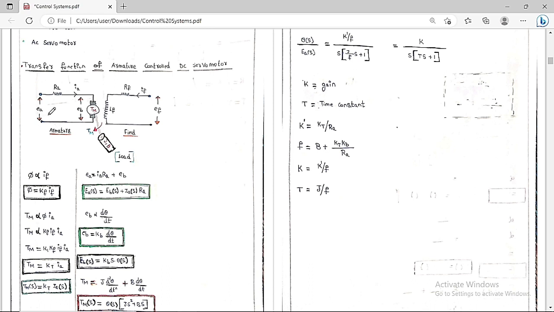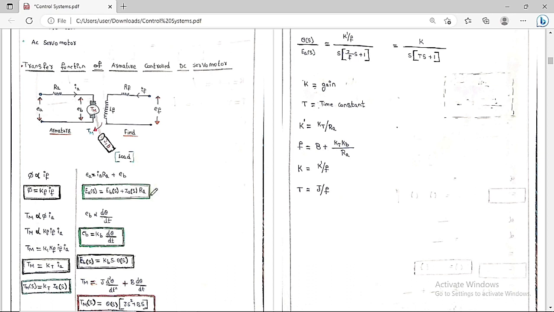Now if I apply KVL in this loop in the time domain, I get Ea is equal to Ia into Ra plus Eb. If I apply the Laplace transform, then I get E of S is equal to Ra into I of S plus Eb of S. So this is the equation that we are going to use: E of S is equal to Eb of S plus I of S into Ra.